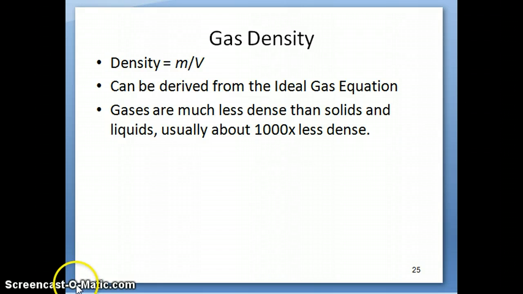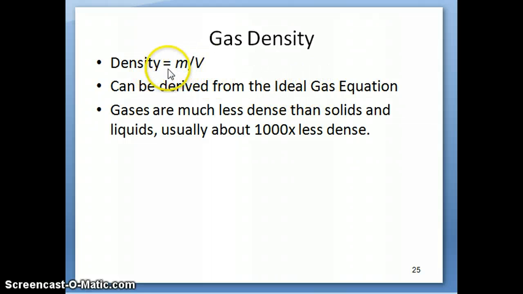Hi everyone, this is Dr. Nally. So this is the second video related to the ideal gas equation where we'll derive an equation for gas density. The topic of gas density is a little separate from the ideal gas equation just because we want to talk specifically about how we can write the ideal gas equation to solve for density.